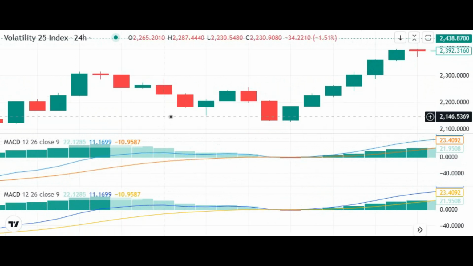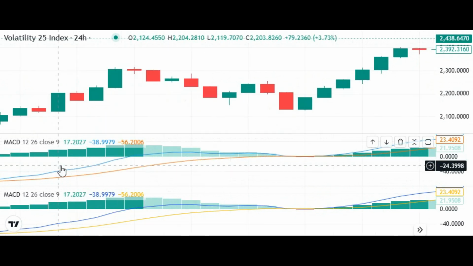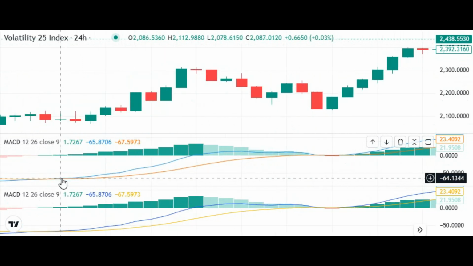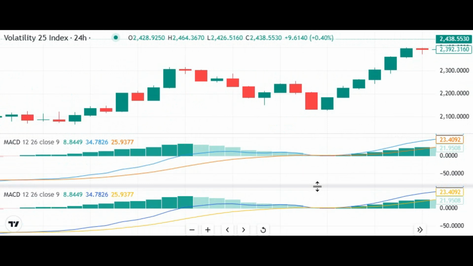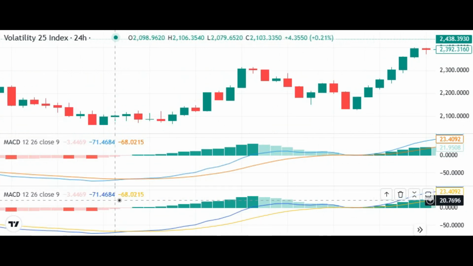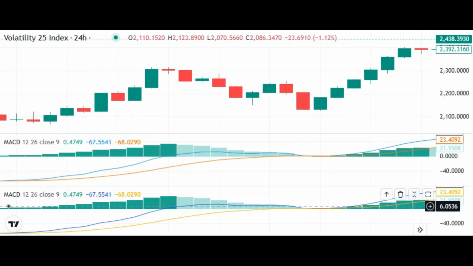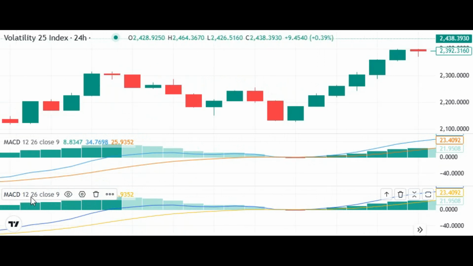The histogram. The histogram visually represents the difference between the MACD line and the signal line. The larger the bars, whether positive or negative, the stronger the momentum. When the bars are shrinking, it suggests the momentum is weakening, and a potential trend reversal could be imminent.